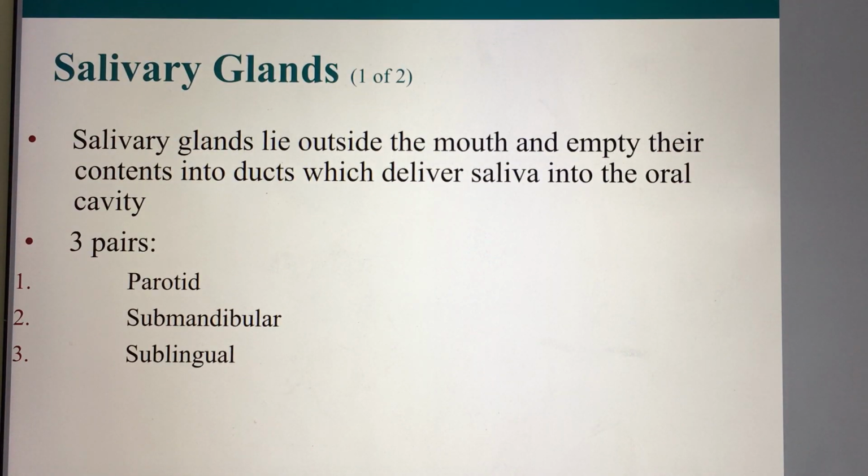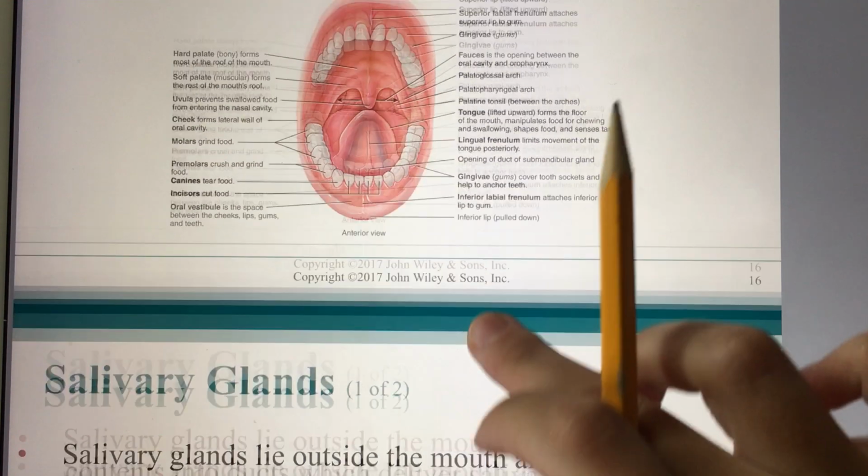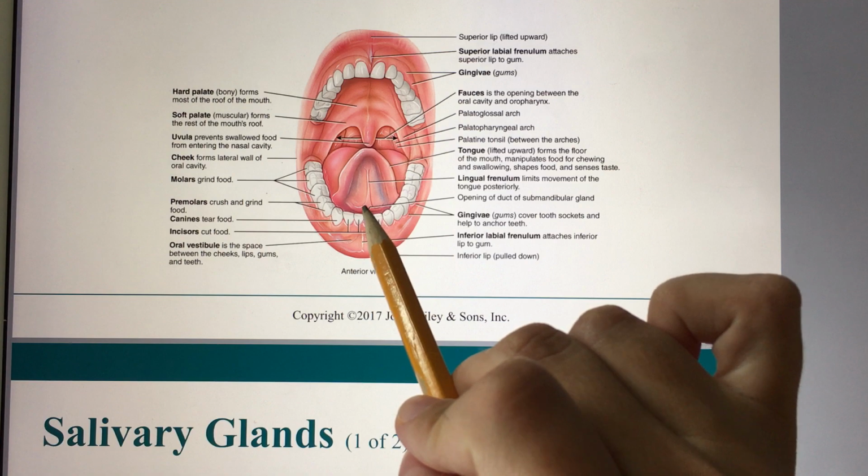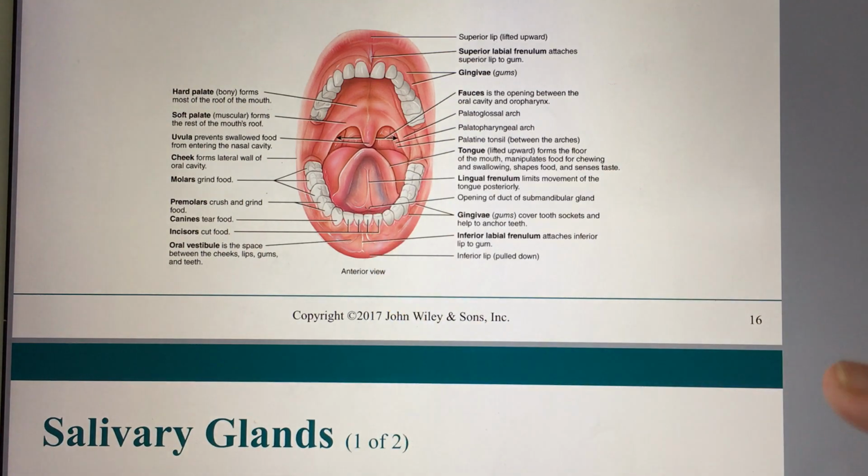Salivary glands lie outside the mouth and empty their contents into ducts, which deliver saliva into the oral cavity. There are three pairs of these glands: parotid, the ones on the cheeks; submandibular, in the back of the tongue, under the lower jaw; and sublingual, under the tip of the tongue. We saw the openings of these submandibular and sublingual glands here.